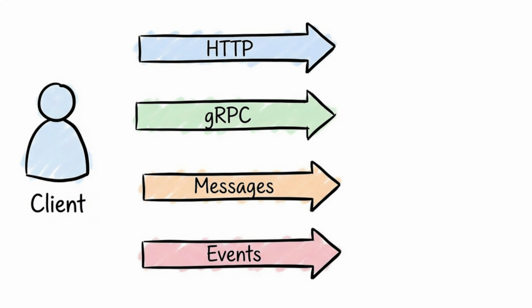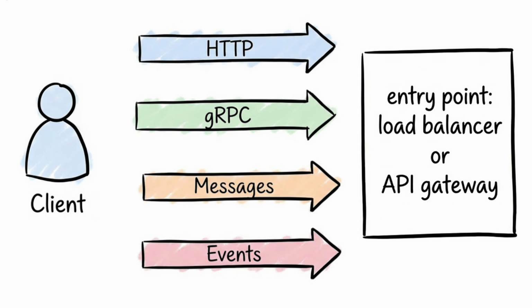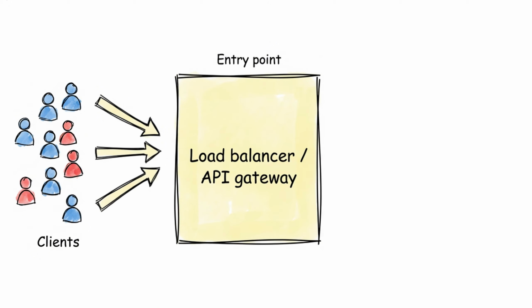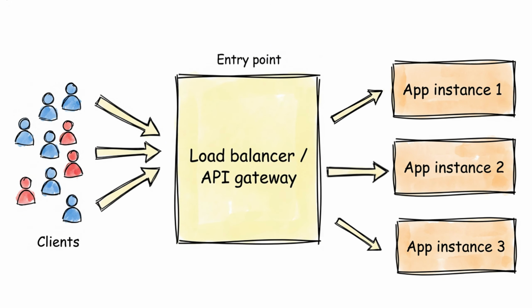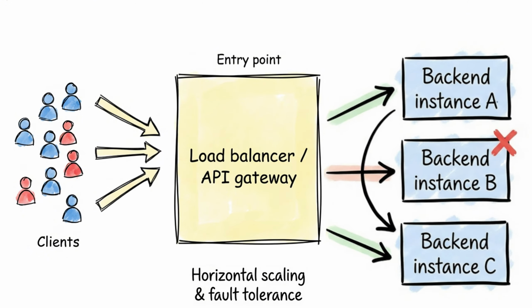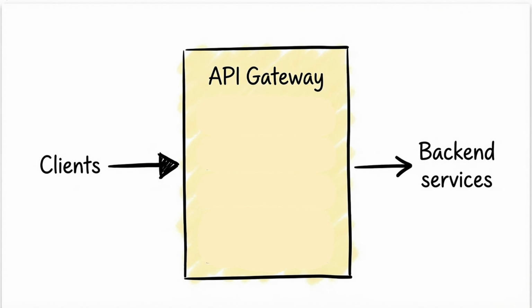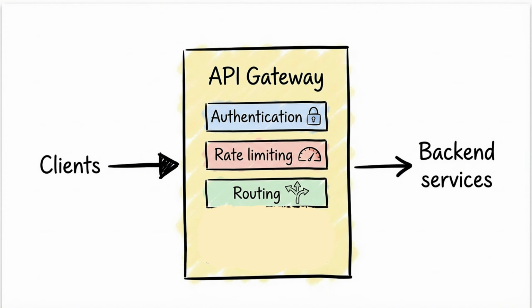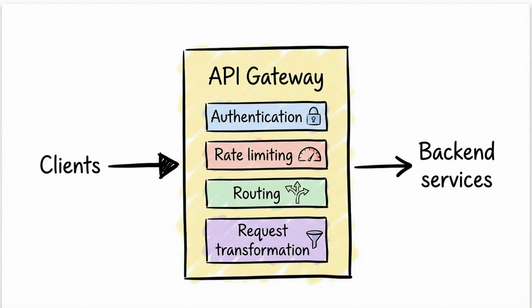Those requests hit an entry point, usually a load balancer or API gateway. The load balancer's job is simple: take incoming traffic and distribute it across multiple backend instances. This gives you horizontal scaling and fault tolerance. If one instance dies, traffic goes to the others. The API gateway adds extra features: authentication, rate limiting, routing to different services, and sometimes request transformation.